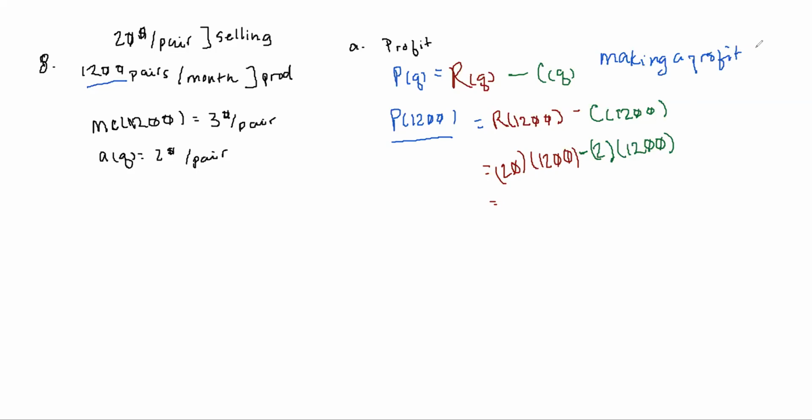Oh, I crossed that out. I meant to underline it. Yep. According to the answer key, it does just make that assumption. So $24,000 for total profit. Okay. So we are indeed making a profit.